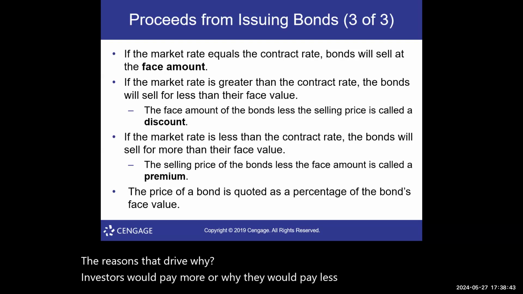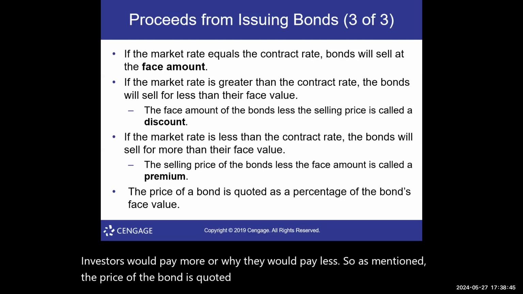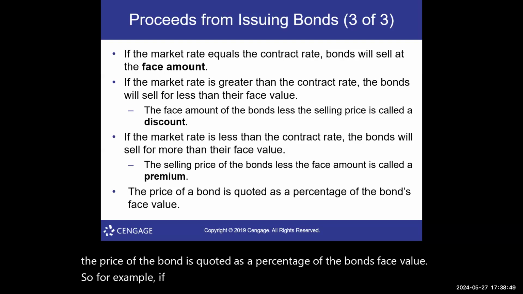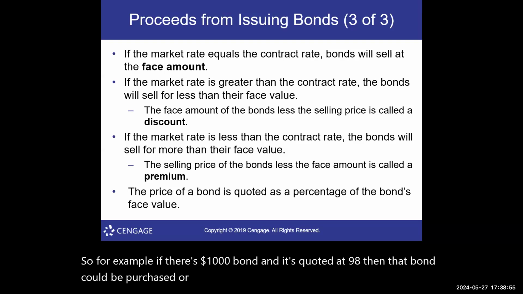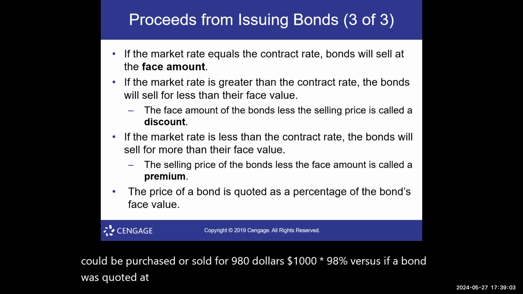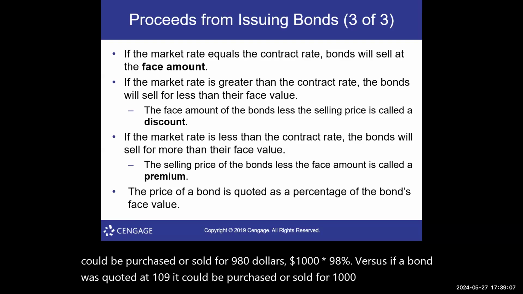So as mentioned, the price of the bond is quoted as a percentage of the bond's face value. So for example, if there's a $1,000 bond and it's quoted at 98, then that bond could be purchased or sold for $980, $1,000 multiplied by 98%. Versus if a bond was quoted at 109, it could be purchased or sold for $1,090, $1,000 multiplied by 109%.